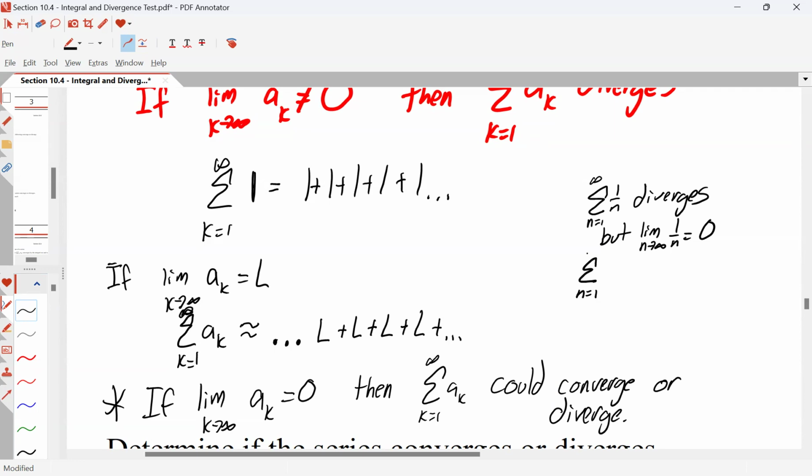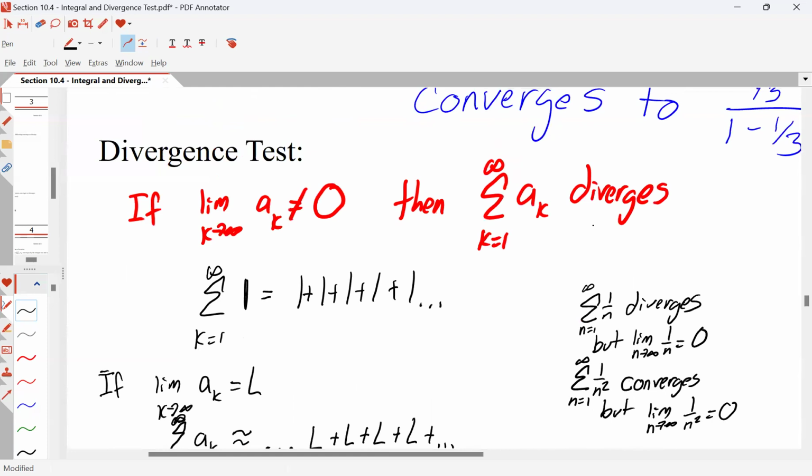However, the series of 1 over n squared, this is a p series with p equal to 2, which is greater than 1. So since p is equal to 2, this converges. But the limit as n goes to infinity of 1 over n squared equals 0. So if the limit is 0, that tells us nothing about convergence or divergence. However, if the limit is not 0, then the series has to diverge.